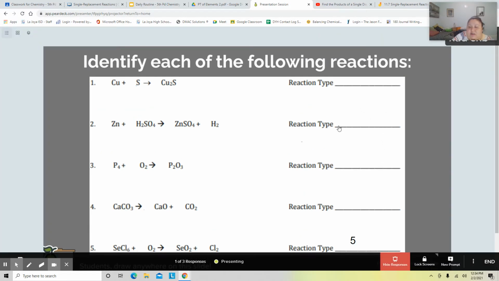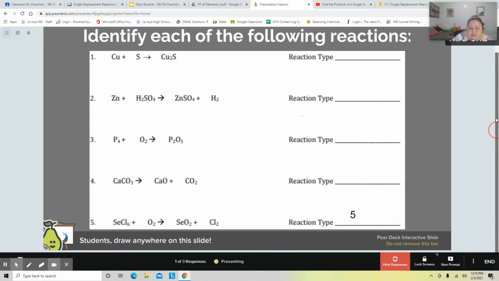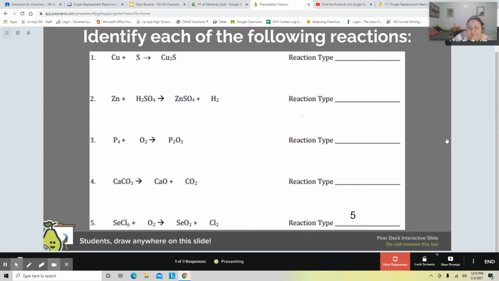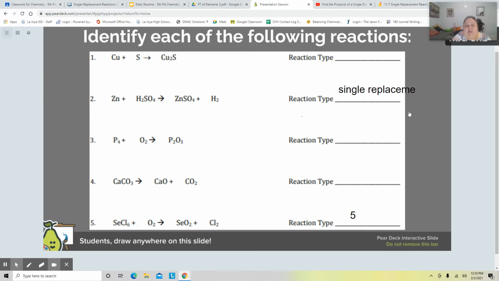Can somebody here write that it's a single replacement reaction? I don't know who this is, but I'm asking you to help me out here. Thank you. All right. Which one else is a single replacement reaction? Which one looks like number 2? Which one looks like number 2, guys? What do you think, Ms. Diamond? Jeremiah? Which one looks like number 2? A single replacement reaction.